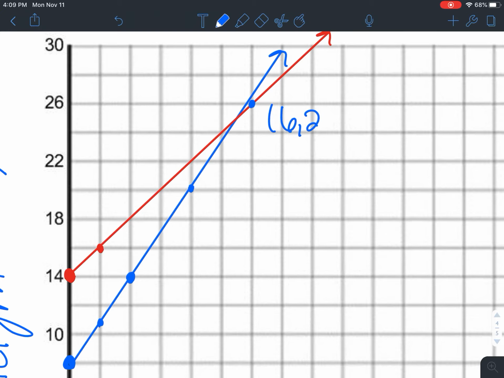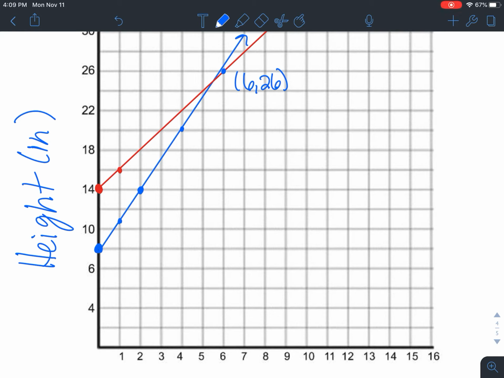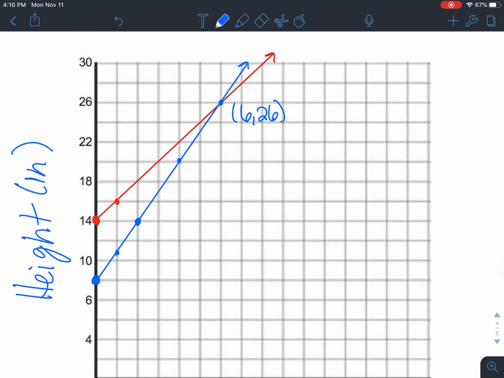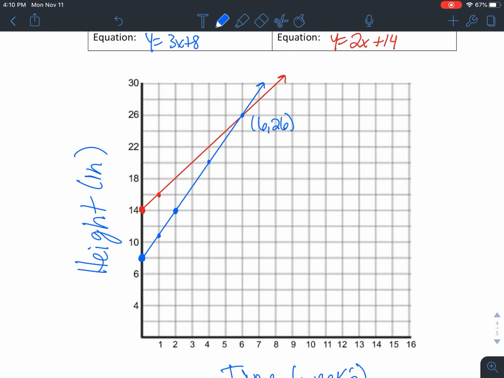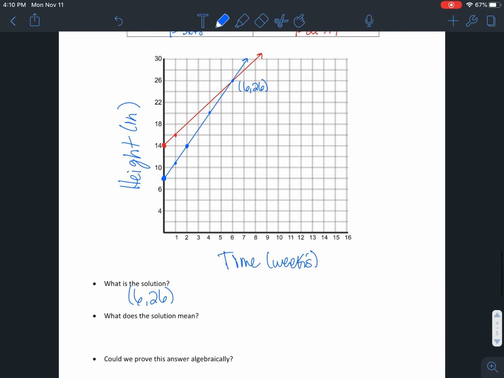This point right here is 6, 26. So if I zoom back out a little bit, you can see the x value is 6, the y value is 26. So this line that I have in blue is not accurate. I should be going right about there. That's more correct. So 6, 26 is where those two lines intersect. So 6, 26 should be my solution. It is my solution. It's where my two lines intersect.